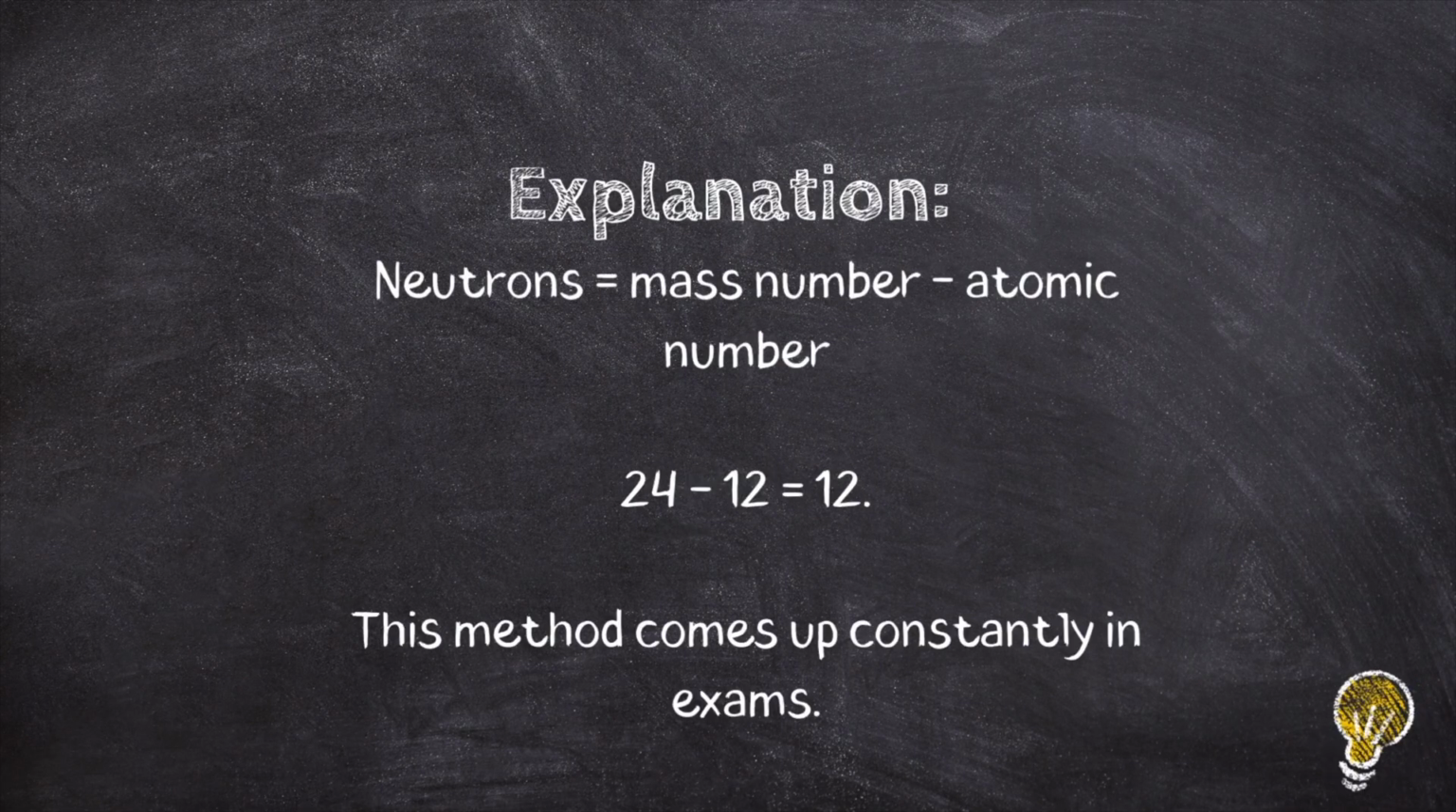To find neutrons, we use this rule. Neutrons equals mass number minus atomic number. Mass number counts protons and neutrons. Atomic number counts protons only. So if we subtract atomic number from the mass number, we remove the protons, and what's left? The neutrons. In this example, 24 minus 12 equals 12. So the atom has 12 neutrons.